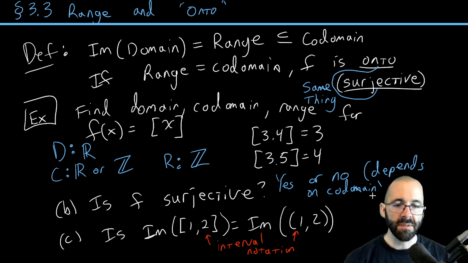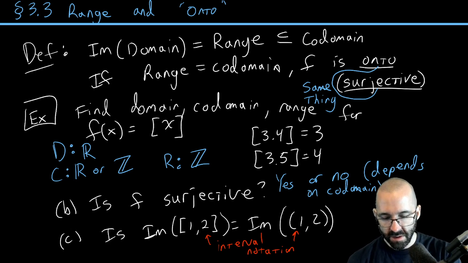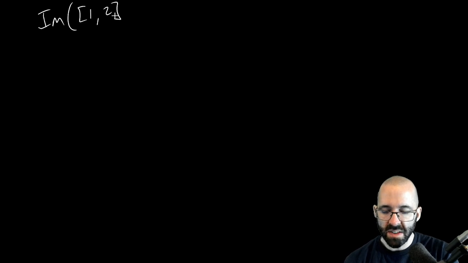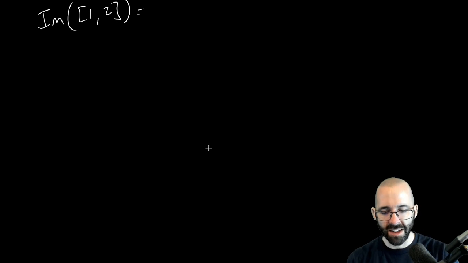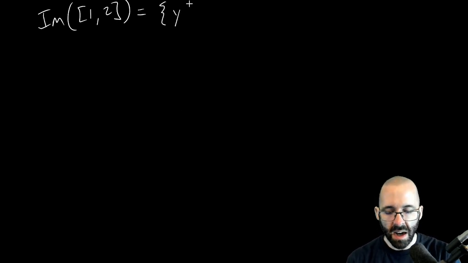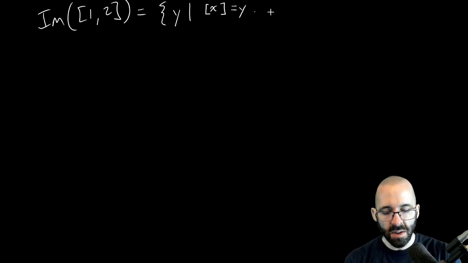All right, finally, letter C. Is that true? Well, let's look at those two things, right? The image of the interval from 1 to 2. What does this mean? Let's write this set down intentionally. This is going to be the set of all numbers y such that the nearest integer of x equals y, and x is in the interval from 1 to 2.